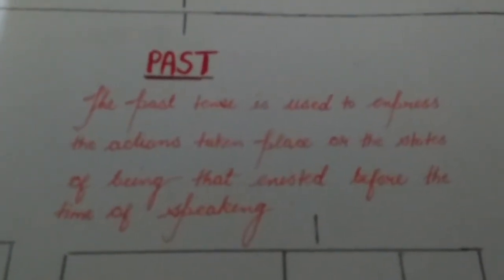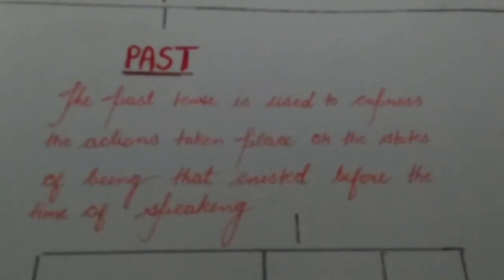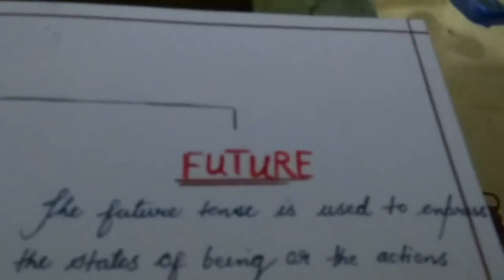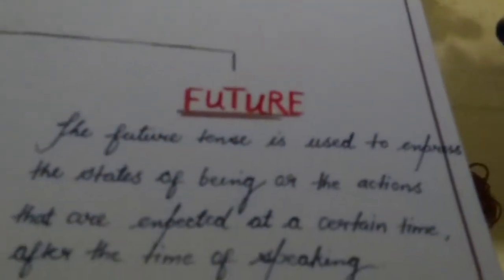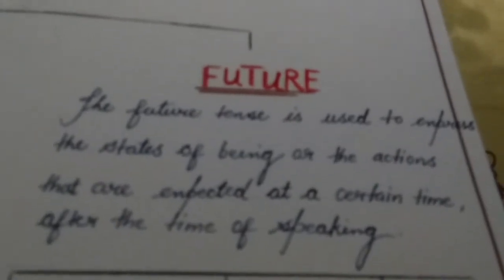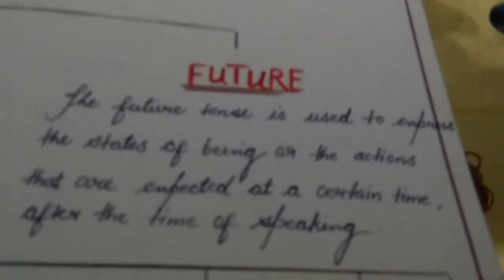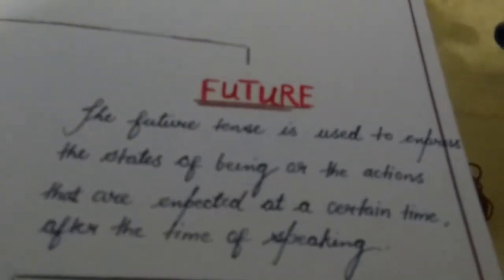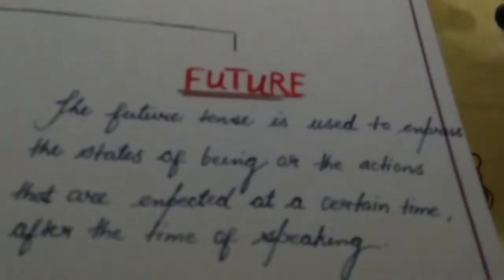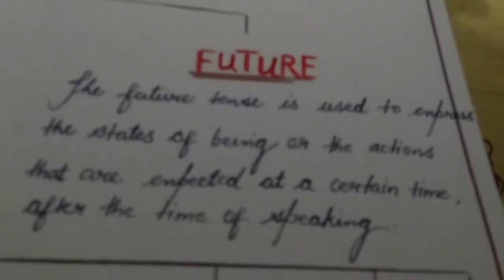Let us invite Puneet Rajput, what he has to tell about the tense and its third possible segmental use, that is future tense. The future tense is used to express the action or the state of being that are expected at a certain time after the time of speaking. Means the future tense talks of an action that will be after it is being spoken.